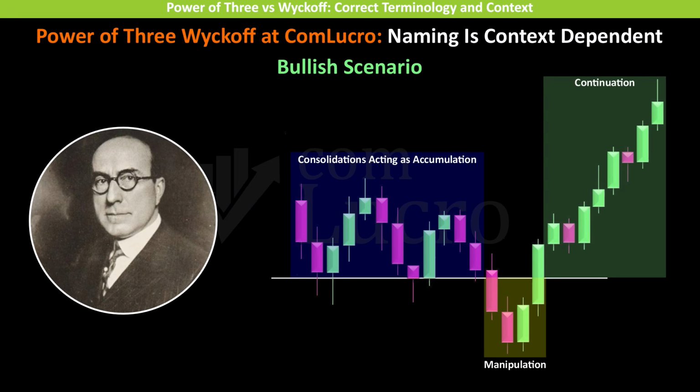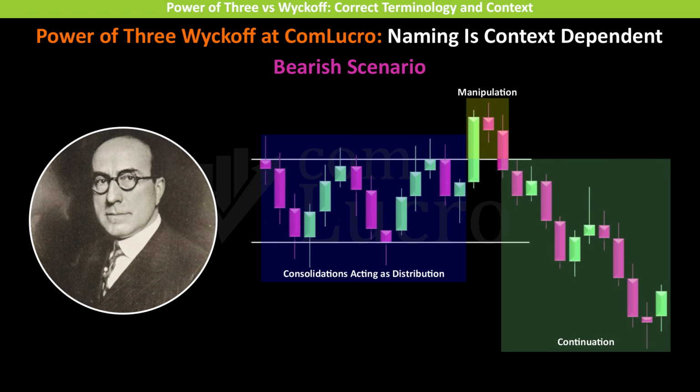In a bullish environment, consolidations tend to act as accumulation or reaccumulation before continuation higher. In a bearish environment, consolidations tend to function as distribution before continuation lower. This mindset keeps your expectations aligned with market structure, avoids rigid labeling, and allows you to apply the Power of Three with clarity, flexibility, and proper Wyckoff logic.